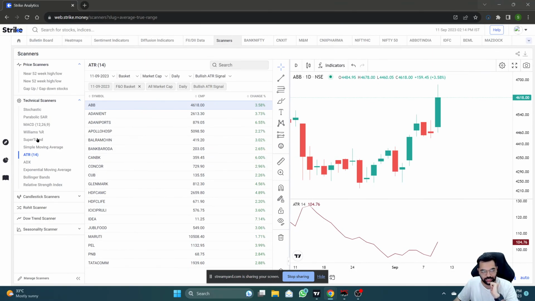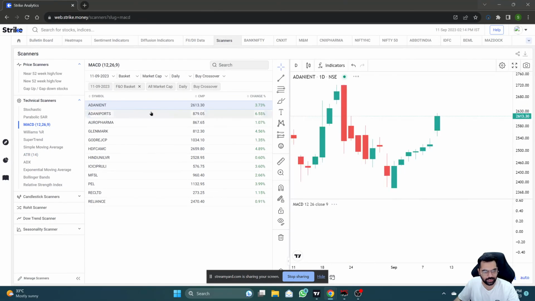In terms of other scans, we'll be covering each one in each of the live streams daily. So use it. Let us know which scans you like the most and if you would like to request any new scans. So let's have a look at MACD as well on the daily.